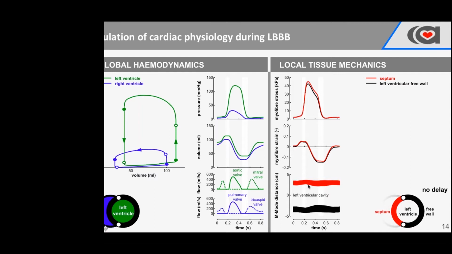What we also can do is look at how the diameter of the left ventricle changed, and how the wall thickness of the septum and the free wall changed during the cardiac cycle. And this more or less resembles an M mode, an ultrasound M mode of the left ventricle.